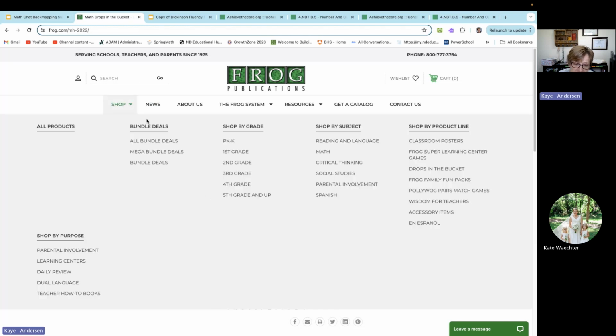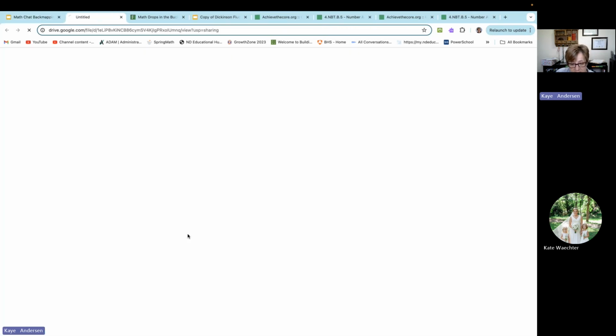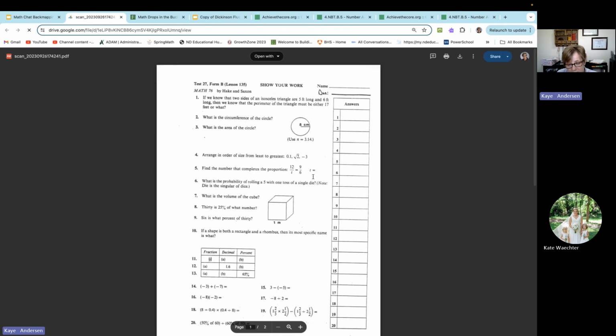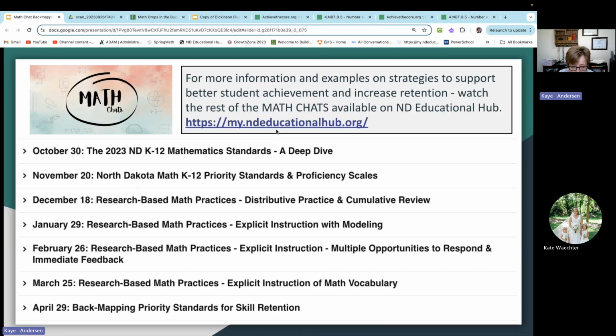You can use these as part of your formative assessment. You can use them as reteaching. The Saxon test forms, if you've ever used those and still have those on the shelf, one of the things that works really well is to use their test forms A and B. Now, these could be something that you do at the beginning of the period, the first 5 questions. You think about how it would look in your classroom. But your goal is that you're providing distributed mixed review for your calendar, so that they come back a couple times after you have taught them.